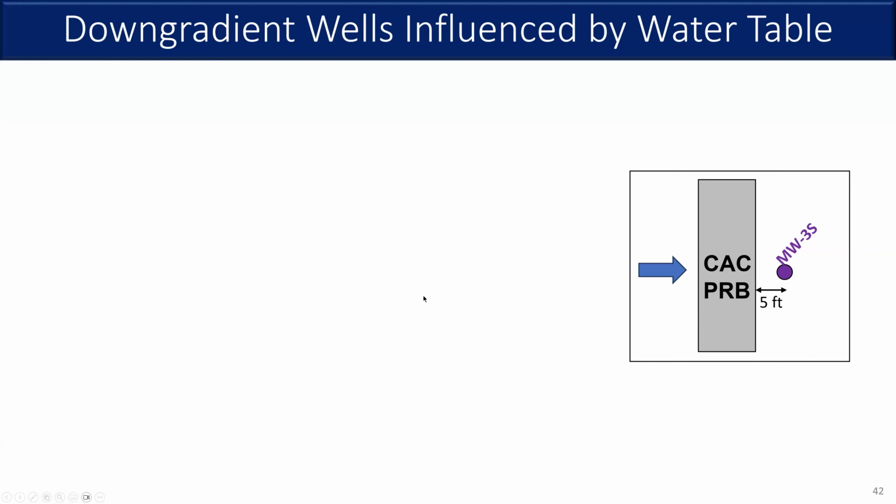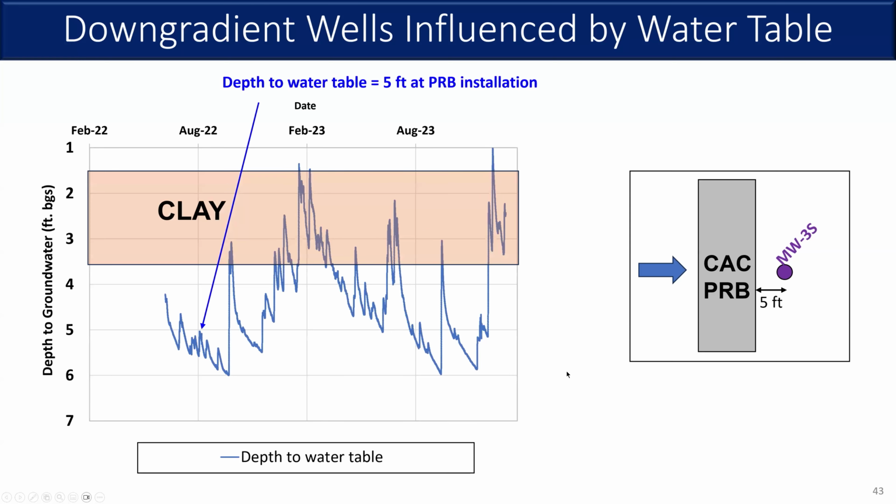So we've got groundwater moving into the barrier. We've got MW3S, a downgradient well, 5 feet downgradient of the barrier. And overlaying the water table, we can see at the time the barrier was installed, the water table depth was about 5 feet below ground surface. Got a clay layer up here, but you can see the water table really varies seasonally. We've got rainy events, or high rain events each year, and the water table varies.